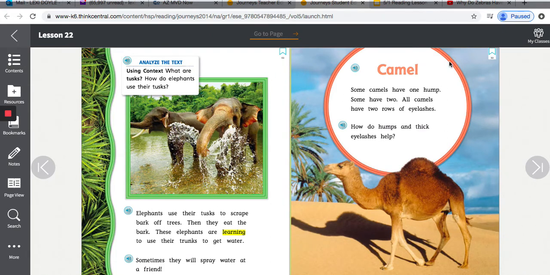Camel. Some camels have 1 hump. Some have 2. All camels have 2 rows of eyelashes. How do humps and thick eyelashes help? Go ahead and tell again the person next to you, how do you think humps and thick eyelashes help camels?